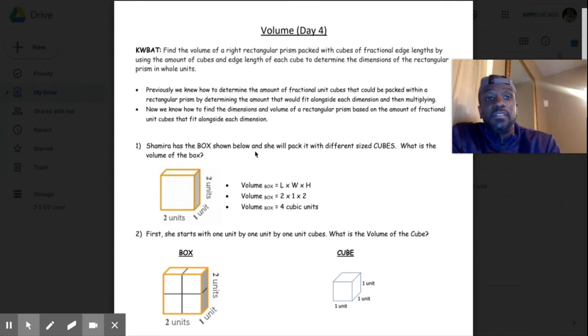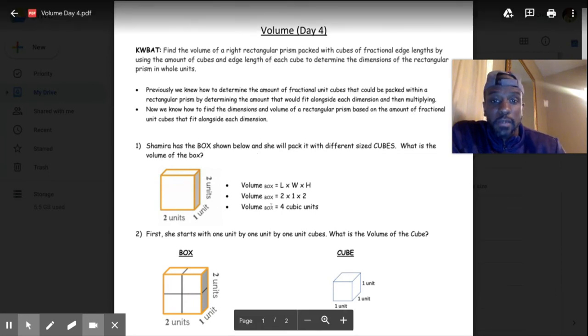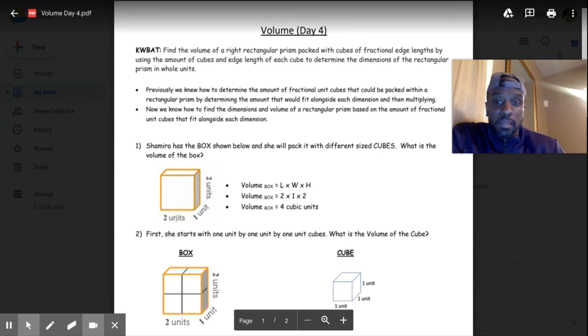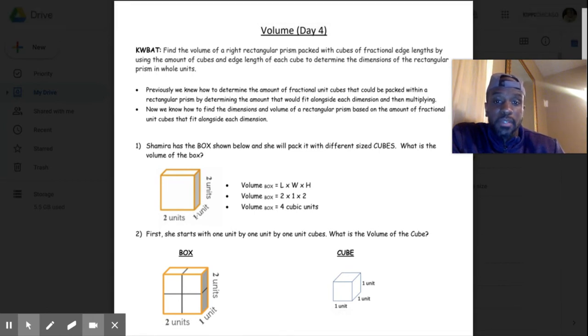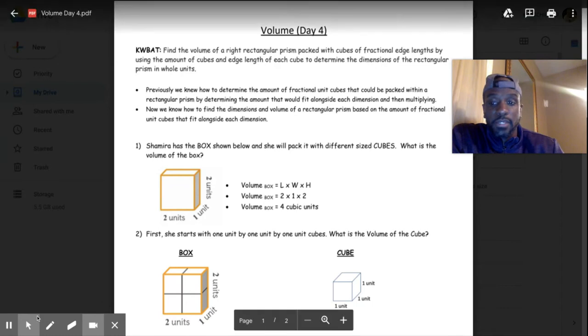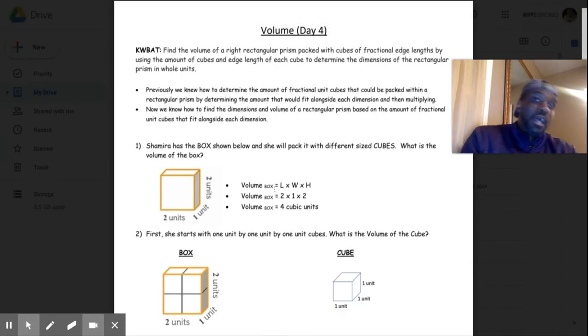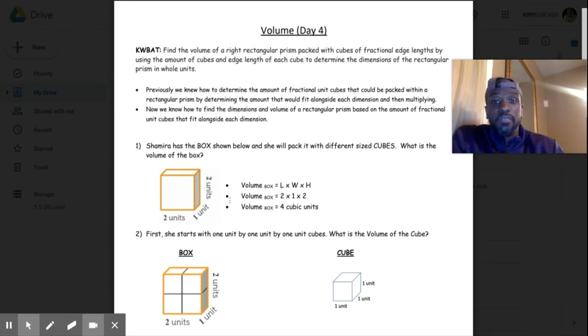The dimensions of the box are 2 units by 1 unit by 2 units right here. So the volume is length times width times height. The length I'm going to say is 2. The width I'm going to say is 1. The height right here I'm going to say is 2. So 2 times 1 is 2 and 2 times 2 is 4. So the volume of this box is 4 cubic units. Don't forget that when you're dealing with volume, it has to be cubic units, okay?